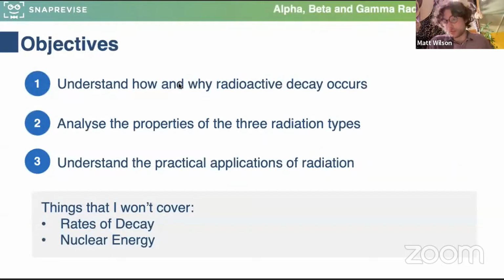Now I'm going to let you know about today's session. In today's session, our objectives are to try and understand how and why radioactive decay occurs. We're going to try and analyze the properties of the three key radiation types: alpha, beta, and gamma. And we're going to try and understand the practical applications of radiation, as well as some of the practical dangers of trying to use radiation.